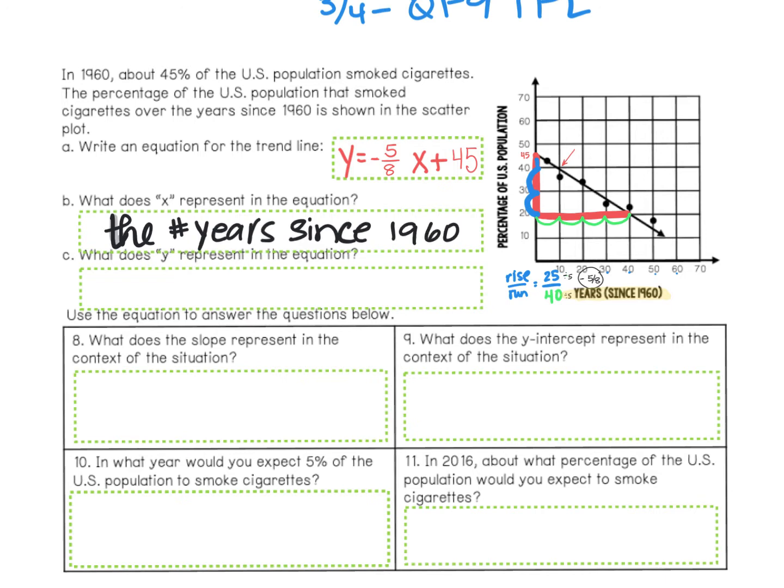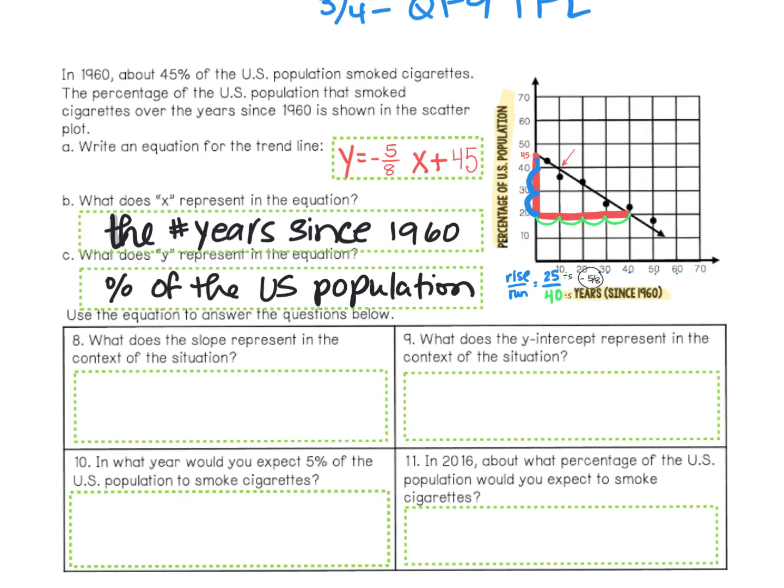What does the y represent? Well, again, if you look at your y-axis, look at the label, it tells you it's the percentage of the U.S. population. So we're going to write percent of the U.S. population. So that's just asking you what the x and the y represent. In the next 2 questions, they're asking you about the slope in context and the y-intercept in context.